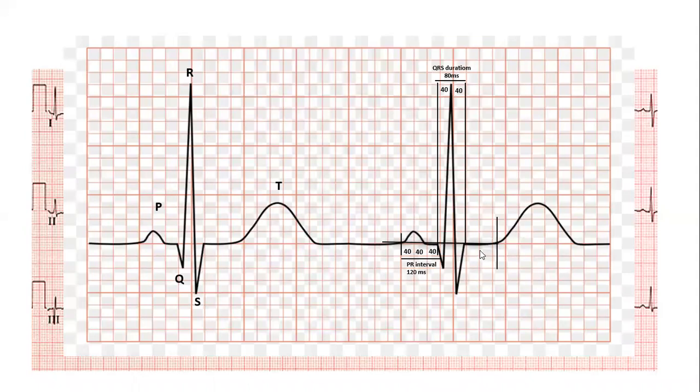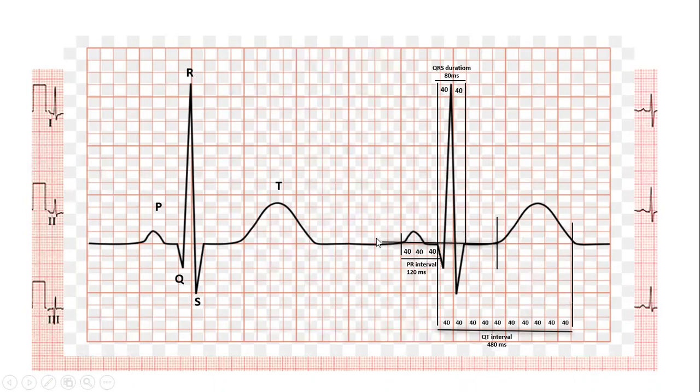And then the next thing is looking at your QT interval. So you do the same thing, count the blocks. If you know how to count, you'll be good with ECGs. Same thing, you just add up everything, and then you get your QT interval.